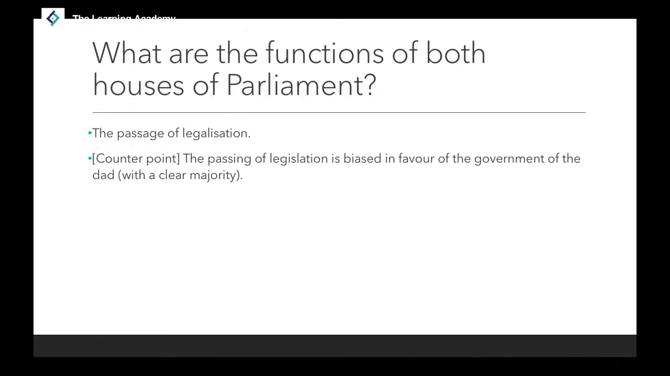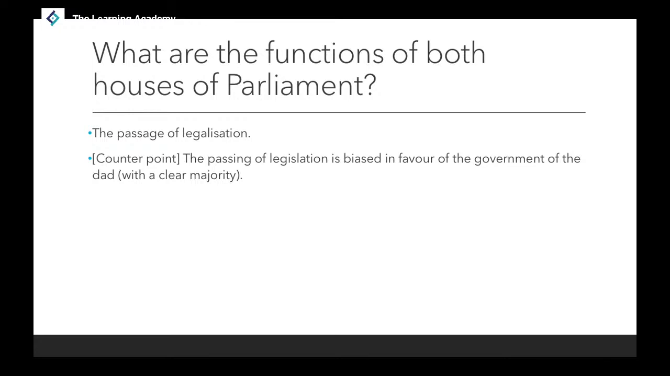The crime and policing bill is arguably very controversial at the moment, using the kind of emergency powers granted from the COVID pandemic, and this passing of legislation is very controversial. Now, whether or not you agree with the legislation is irrelevant to this question. The question is asking us whether or not the functions of both houses of Parliament are really fulfilled. And so you can make the argument that legislation is biased in favour of the government of the day.